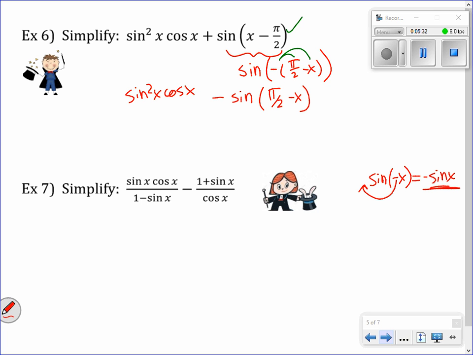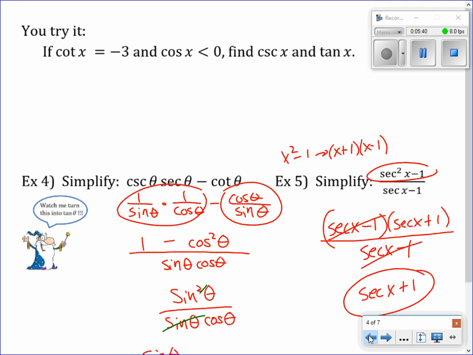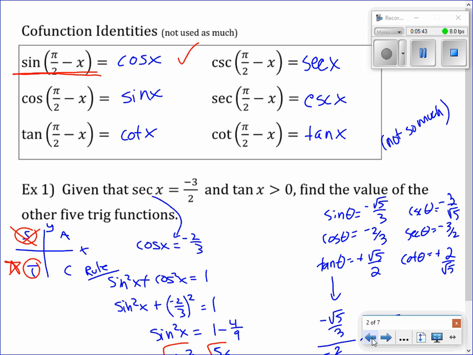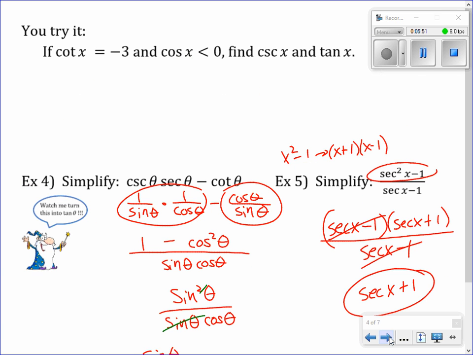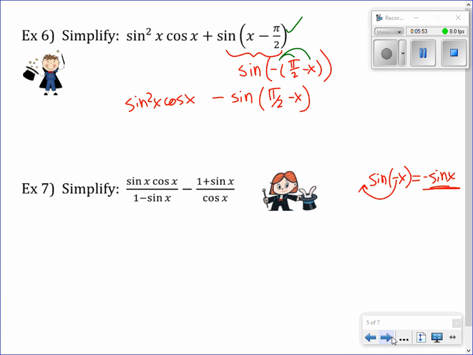Okay, so that was the worst part about this. Now, using my cofunction identities, I now know that I can replace the sine of pi over 2 minus x with cosine. So I got sine squared, cosine, minus cosine. And hopefully you notice, oh my goodness, these both have a cosine, so I'm going to factor. So cosine x, I'm going to take that out. Then I got sine squared minus 1 when I factor.